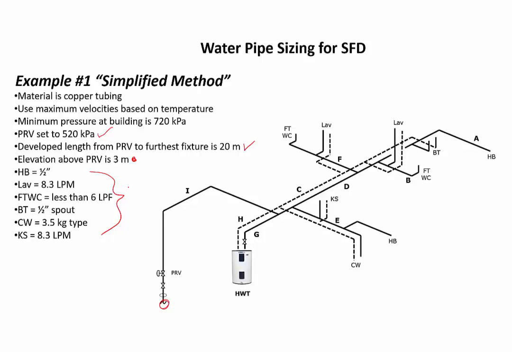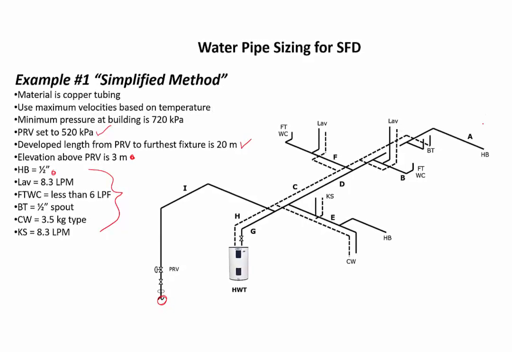Okay, so looking on table 2632A, we see that a half-inch hose bib, which is listed here in our specifications, is 2.5 fixed units for total and private use. Bathtub is a half-inch spout. So for private load, that's 1.4 fixed units for the hot side and 1.4 fixed units for the cold side. The flush tank water closet is less than 6 liters per flush. So private load, that's 2.2 fixed units.